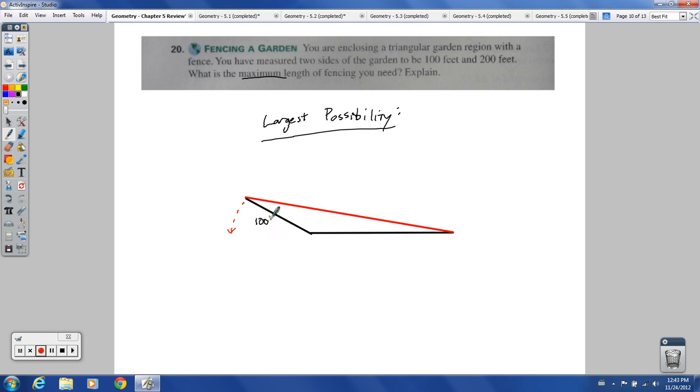It says 100 feet, so you can use that little dash for feet to represent feet. This is 200 feet. The largest possibility, you would be taking 100 plus 200 to get 300, but it couldn't actually be 300 because then that would just be a straight line, no triangle. So you would say, what's the maximum length of fencing you need? You would say just under 300 feet.